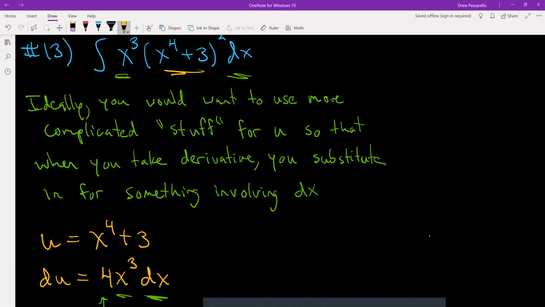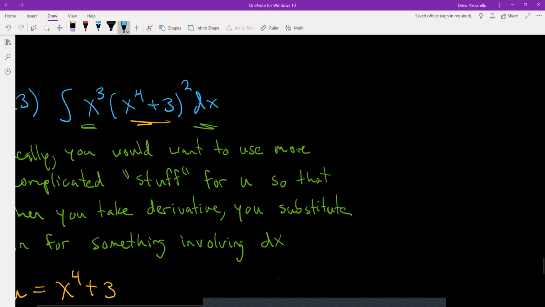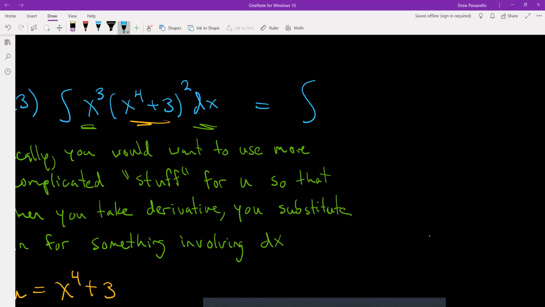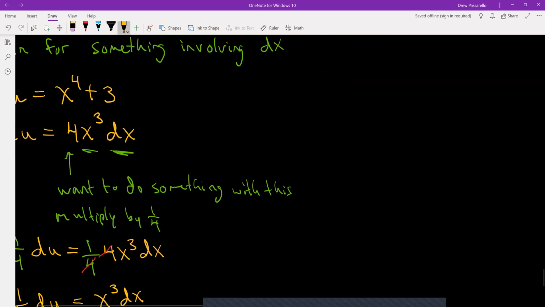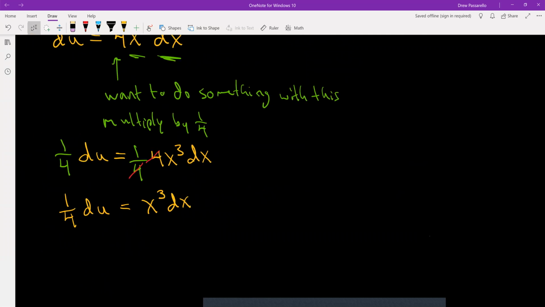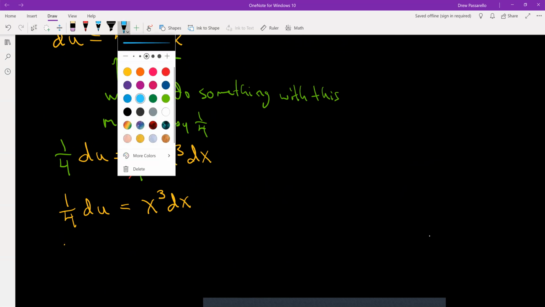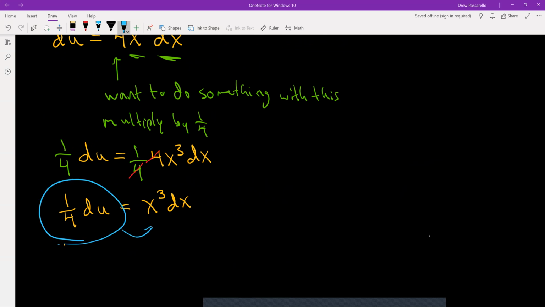And it might help to write it out as follows. It might help to just write it so that you have the x to the 4 plus 3 squared listed first. And then put x cubed dx. So it's more obvious as far as what you're using for u and du. And we're saying that's u. And what was x cubed dx? Well, we had to rewrite it so that we could get x cubed dx to be 1/4 du. So this is what I'm using for the x cubed dx.